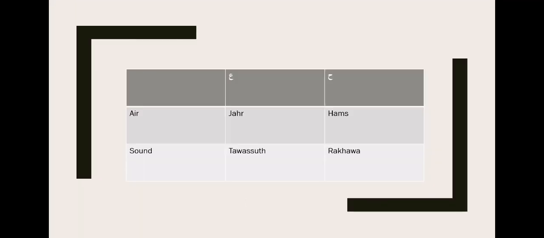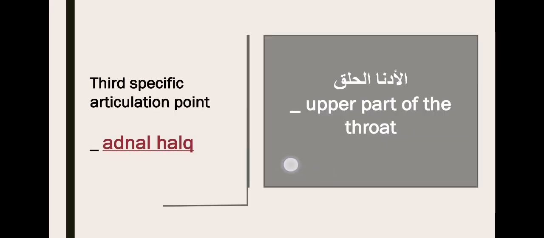Alhamdulillah. We will go through this also: the comparison of the sifat of the ain and the ha. For the air, it is jahr for the ain, and for the ha it is hams. For the sound, it is tawassut for the ain, and for the ha it is rakhawa. So I think this is it.